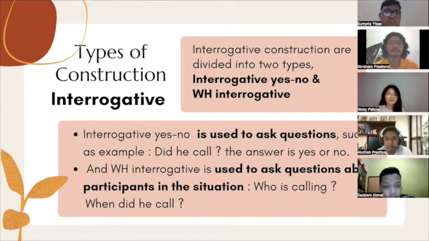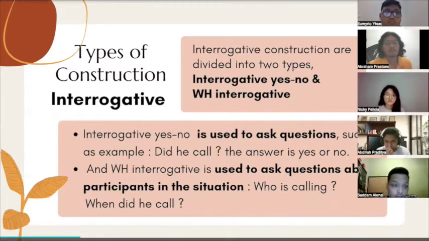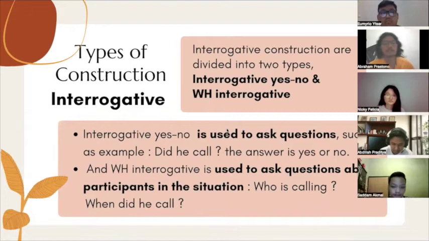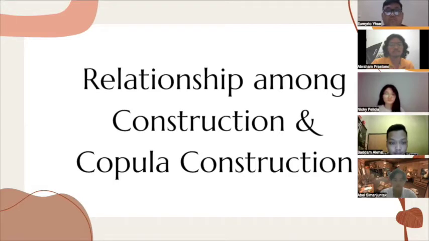And the second type of construction is interrogative. Interrogative constructions are divided into 2 types: first is yes/no interrogative, and WH interrogative. The yes/no interrogative is used to ask questions, for example, did he call? And the answer is yes or no. And the second is WH interrogative, used to ask questions about participants in the situation: who is calling, or when did he call? Okay, next we have relationship among construction and copular construction.